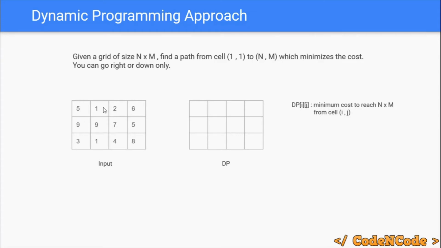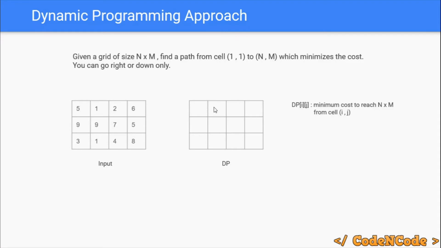So we actually do not know whether taking this path would be beneficial or this path would be beneficial, because we do not know what is the actual cost if I take this path from here to destination, or what is the actual cost if I take this street. So to make our decision, we must know what is the cost to reach destination from this cell and what is the cost to destination from this cell. So before filling the DP of this cell, of course we need to fill these two so that we can make a decision for this cell, right?